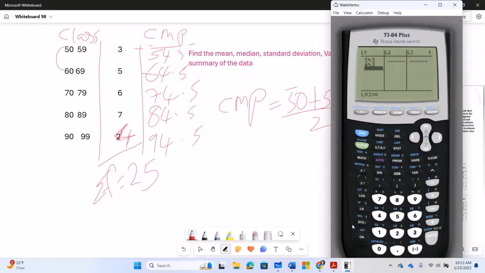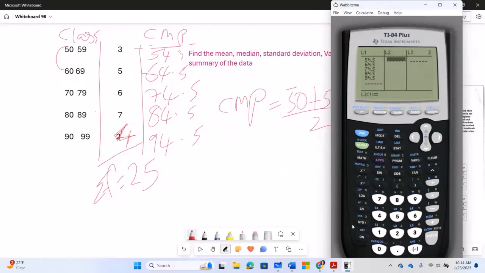Okay, the next is the third class midpoint. 84.5, 94.5, and so on. That's all the class midpoints, because we see there are only 5 classes. So because there are only 5 classes, we are expecting only 5 class midpoints.